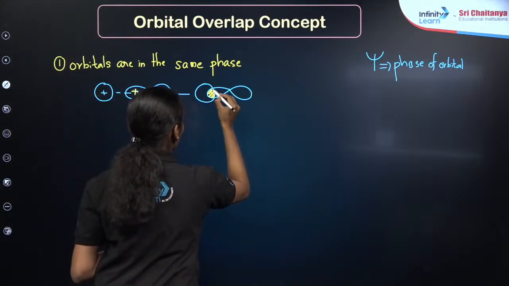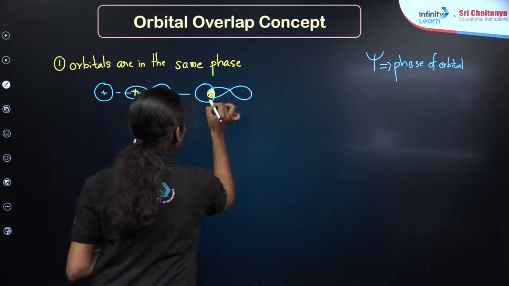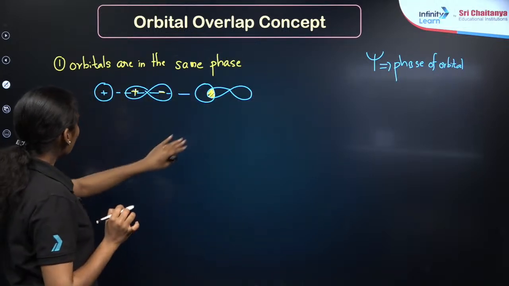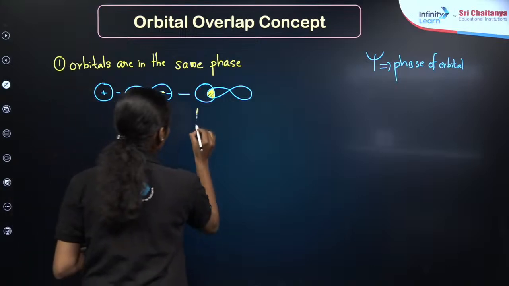This is the region where the overlapping happens, right? This plus-plus region will overlap here. Then it will form the SP overlapping. This overlapping is known as the positive overlapping.